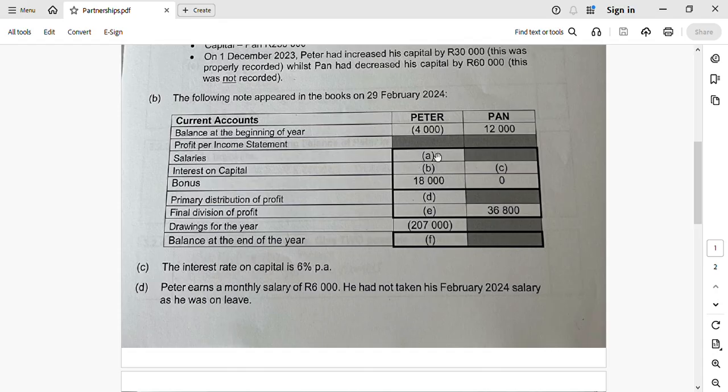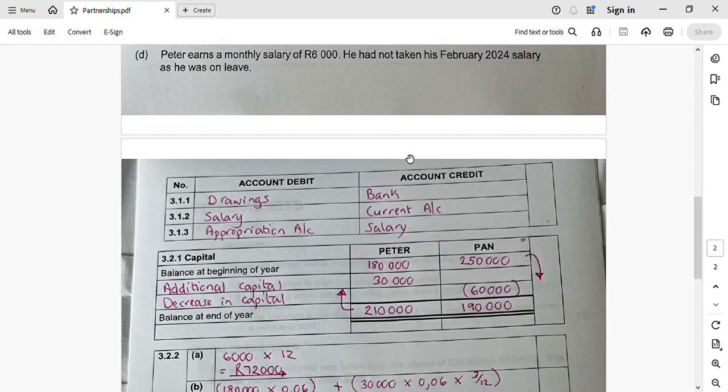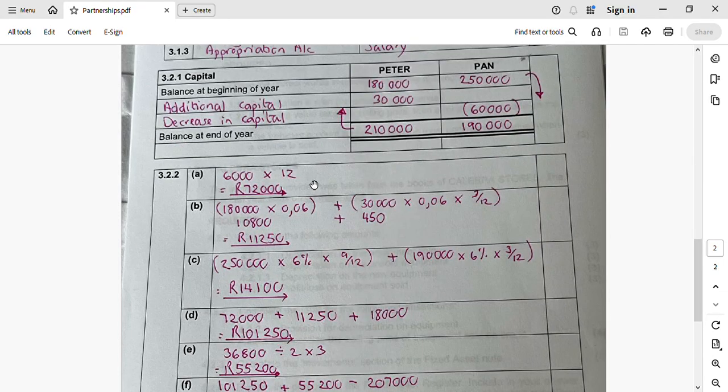So when you're calculating A, you take the 6,000 times 12, even though he hasn't taken 1 month. So you're not going to times by 11 because you are recording what he actually earned here.